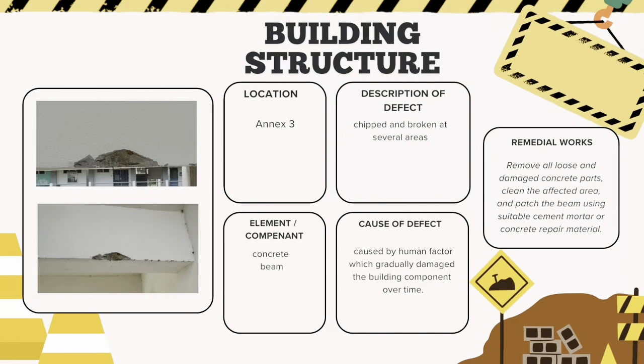For the fifth defect inspection, the defect was identified at NX3. The affected element or component is concrete beam. The defect observed during the inspection is chipped and broken at several areas. The cause of this defect is identified as human factors which gradually damage the building component over time. To rectify the issue, the recommended remedial works are: remove all loose and damaged concrete parts, clean the affected area, and patch the beam using suitable cement mortar or concrete repair material.